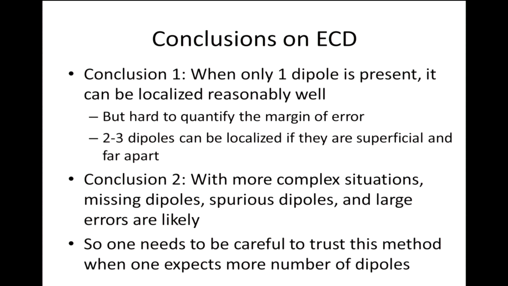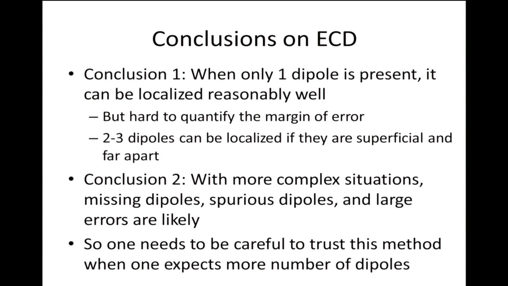That's kind of my take. Definitely different people, depending on who they work with or what software they use, might have a different viewpoint. But my view is, when only one dipole is present, it performs reasonably well, because you have fewer free parameters. But when there are more dipoles, when you are dealing with more complex situations, then problems start creeping in. So you have to be really careful about how much you can trust this approach. Only a few dipoles can give you a reasonable approximation.